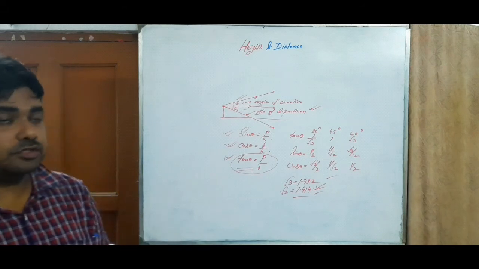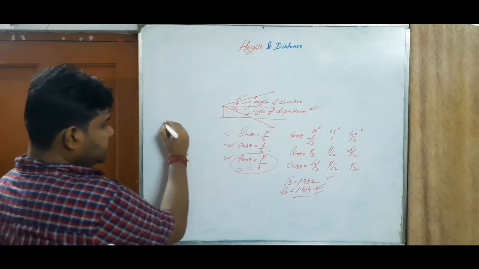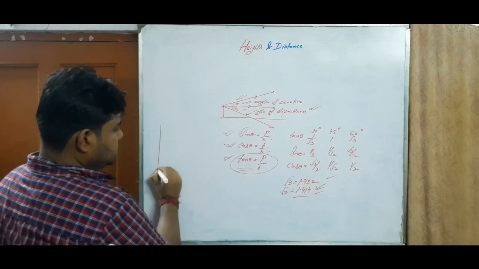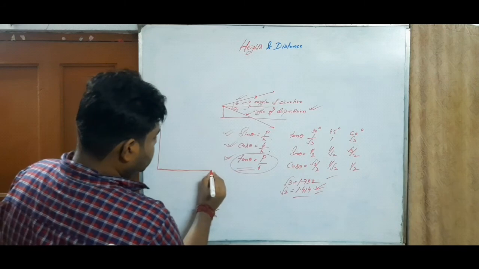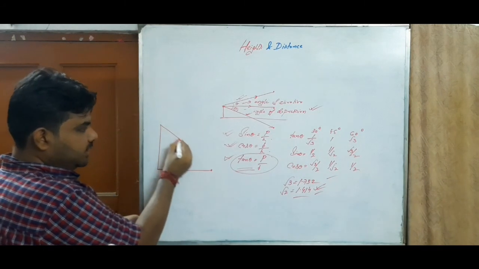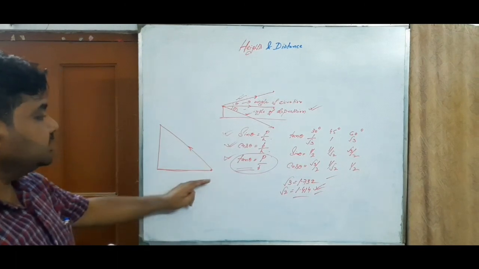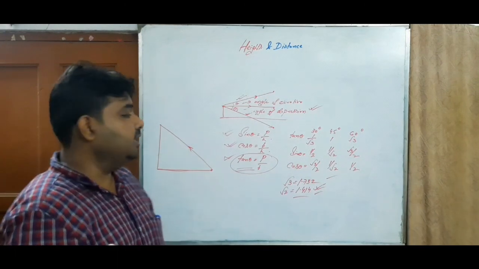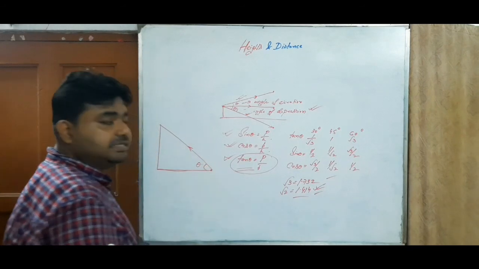And another important thing, suppose this is a tower, and this is the horizontal plane where the person is standing. So the person can see the top of the tower, that is from bottom to the top. That is, the person has to elevate his head. That is the angle of elevation. We consider this angle as theta.